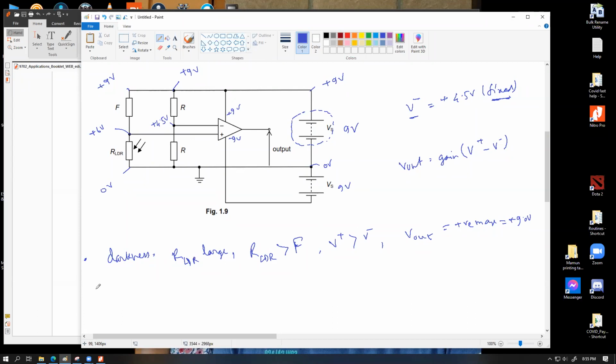Oppositely, let me do the other part in red. Oppositely, let's say whenever the LDR is kept in brightness, the LDR resistance would be small.